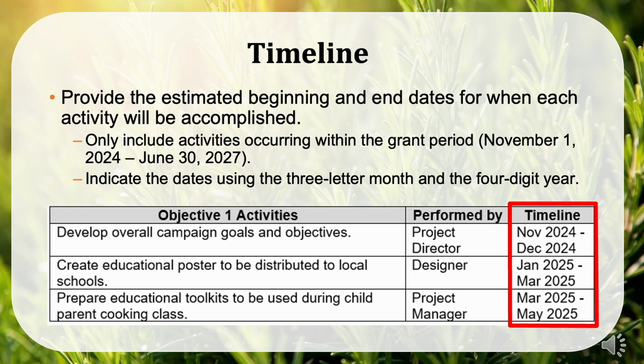In the timeline column of the table, please provide the estimated beginning and end dates for each activity listed. Only include activities occurring within the grant period and indicate the date using the 3-letter month abbreviation and 4-digit numerical year as shown in the example. Please be sure to list a month and year for each activity. Note that other formats such as Year 1 or Summer 2024 are not acceptable.